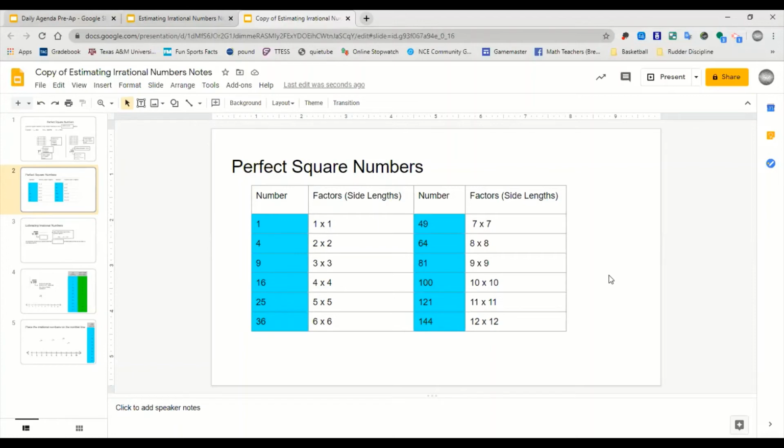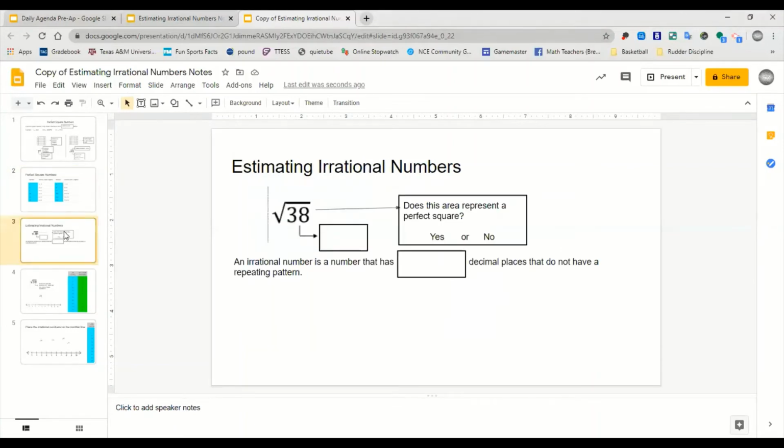So what do we call the ones that are not perfect squares? And we can still take square roots of numbers that aren't perfect squares. So what do we call those? Irrational numbers or imperfect squares, okay? But we use the term irrational, okay?